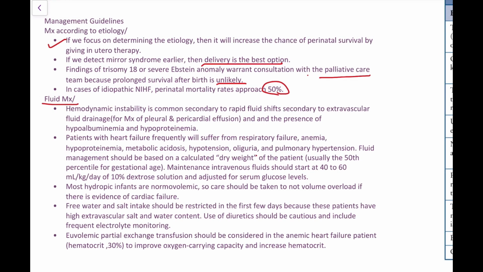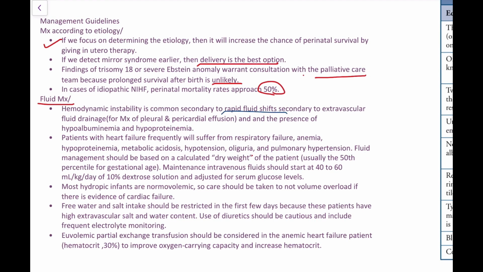Fluid management. Hemodynamic instability is common due to rapid fluid shifts secondary to extravascular fluid drainage as a part of initial resuscitation for management of pleural and pericardial effusion, and also the presence of hypoalbuminemia and hypoproteinemia may be responsible for hemodynamic instability. Patients with heart failure frequently will suffer from respiratory failure, anemia, hypoproteinemia, metabolic acidosis, hypotension, oliguria, and pulmonary hypertension.